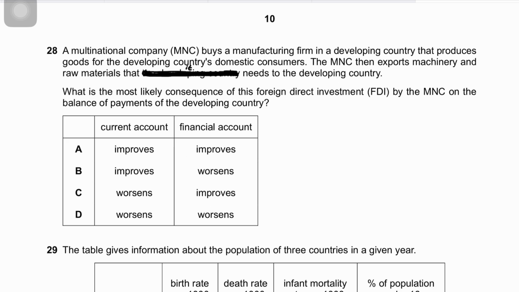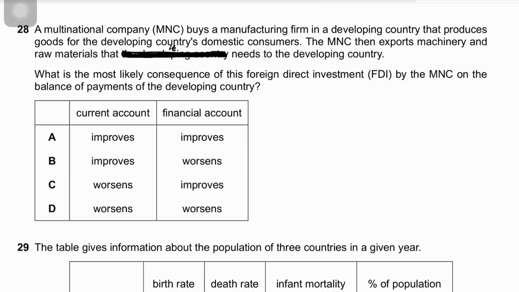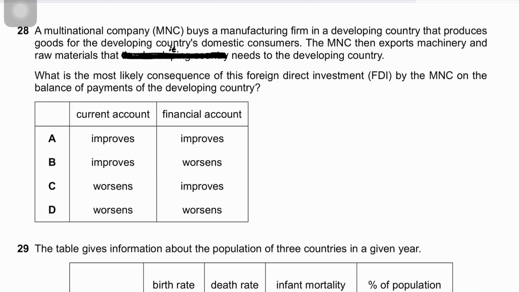And so the financial account would definitely improve, because the financial account records transactions that involve the acquisition or the disposal of assets, and the FDI that takes place is recorded in the financial account. So this would be recorded as an inflow, and hence when the multinational invests in the developing country, it would bring capital into the country, improving the financial account of the developing country. So it could be either A or C.